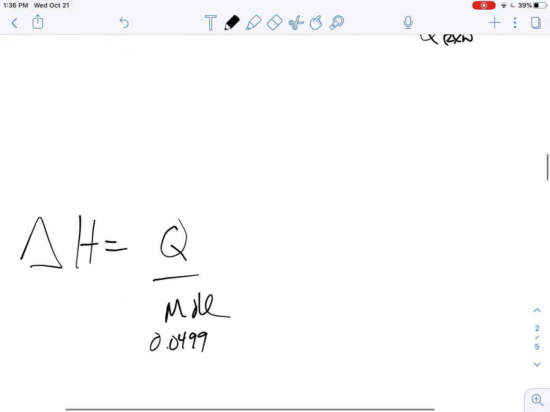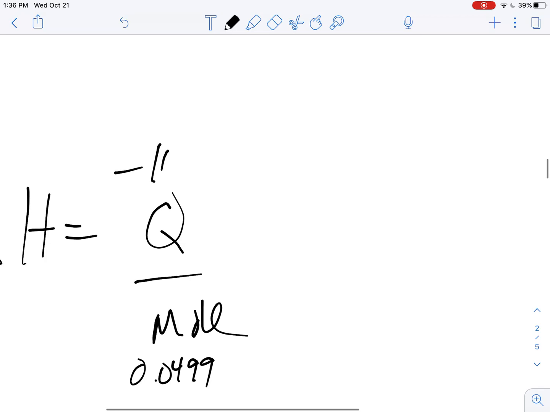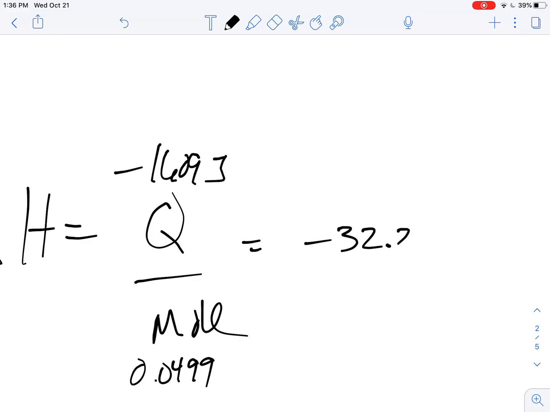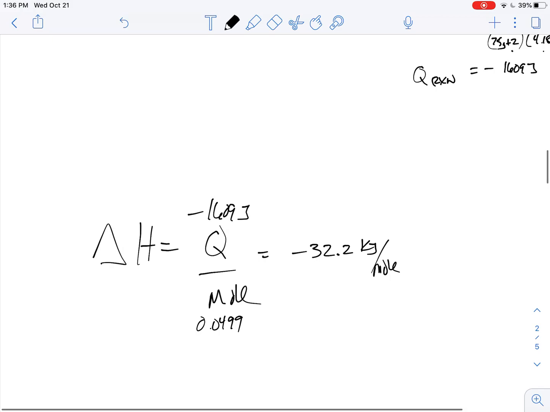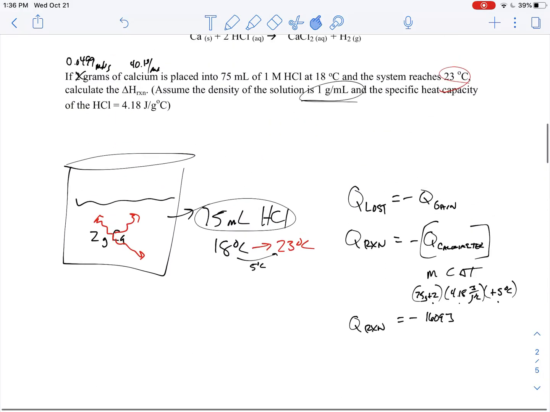So then what you end up with is negative 1609 joules down here, divided by the 0.0499 moles. And if you turn that into kilojoules and everything, you get about negative 32.2 kilojoules per mole. So that is a tricky, tricky problem here for this guy. You really have to be on your game to get these types of chemical reaction calorimetry problems correct.